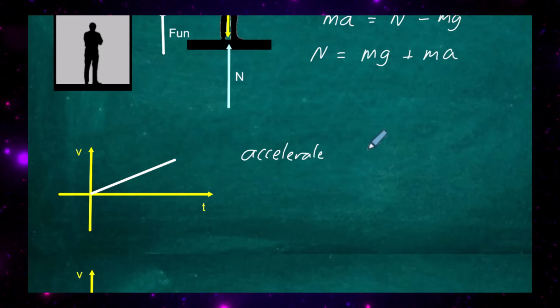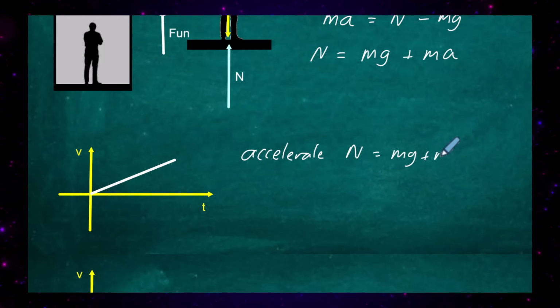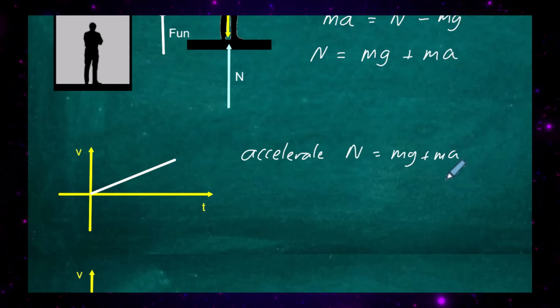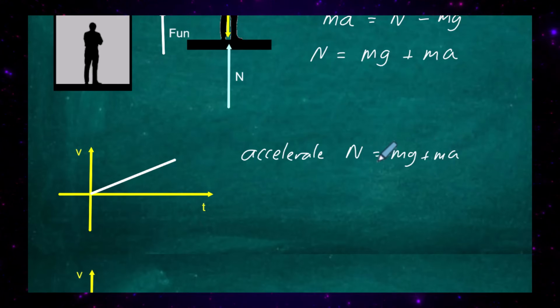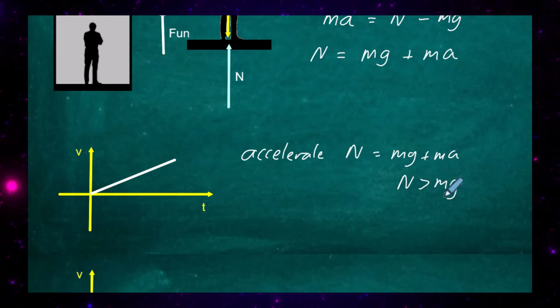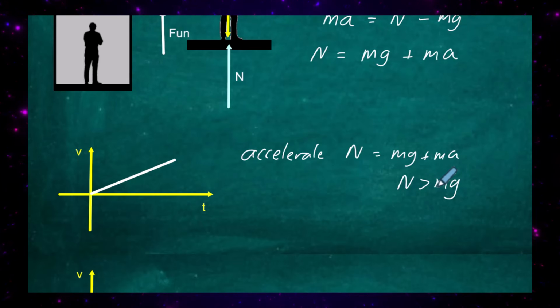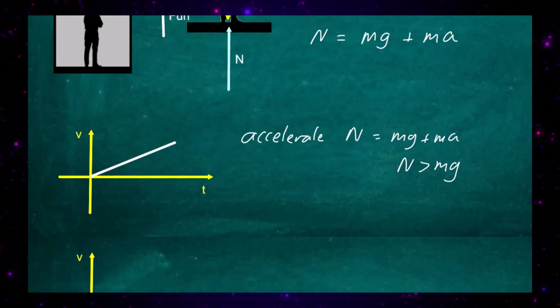Then what's going to happen to N? N is going to equal mg plus ma. But the acceleration is positive, which means ma is a positive number. So you're going to get N equals the weight plus another number. Therefore, we can say that the normal force is going to be greater than the weight. So the reading on the scale when you accelerate upwards becomes bigger. Let's take a look at another example then.